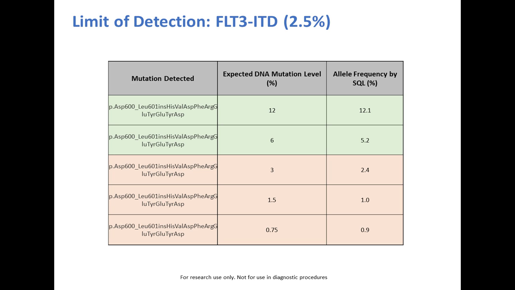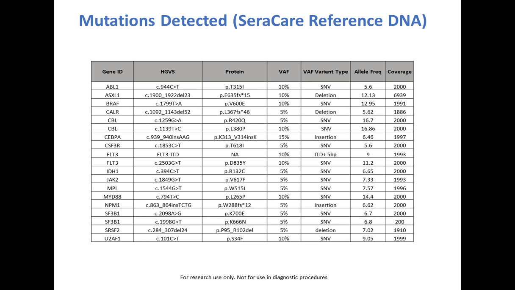For limit of detection, we ran a sample that includes the FLT3 ITD region, and we did a serial dilution from 12% to 0.75 with expected DNA mutation level, and the allele frequency by SQL is on the right side of the slide, and you can see the allele frequency is very concordant with the expected level. The cutoff is 2.5 for FLT3 ITD.